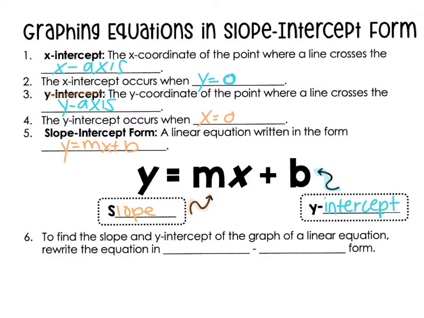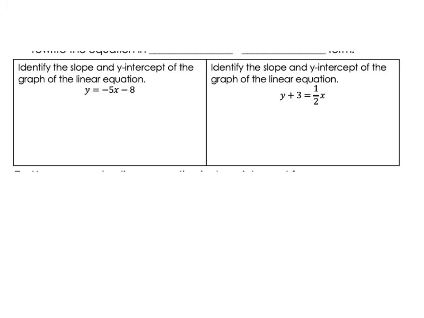All right. And to find the slope and y-intercept of the graph of a linear equation, you're going to rewrite the equation in slope-intercept form. Except this year, Mrs. Leganke and I will not be requiring you to rewrite. This is something that you will do next year in algebra. Before you can even graph or write equations, you need to be able to identify the slope and y-intercept of either a graph or the linear equation itself.